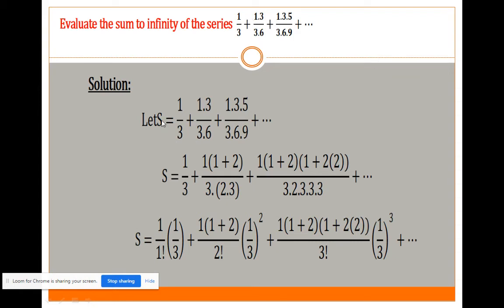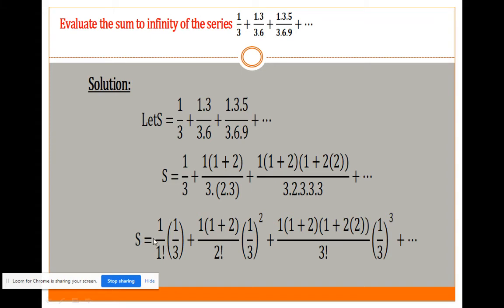So again the same type of question, 1 by 3 and all. First you take the given series as s, then you see the denominator. Denominator is the multiple of 3 here. So as in the previous case, rewrite it: 3 into 1, 3 into 2, 3 into 3, etc. So again factorial format, the same as the previous case. Here also 1 is missing.